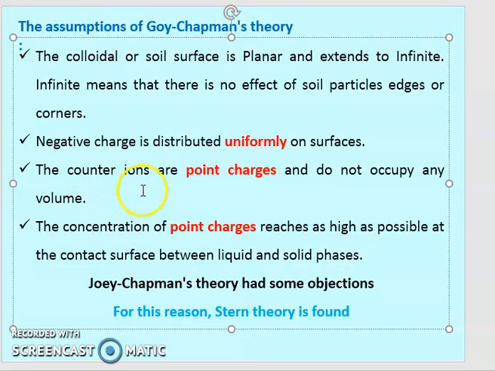The counter ion is treated as a point charge and does not occupy any volume, and this is not correct because each ion has a volume and occupies a volume on the surface of the solid phase. The third is the concentration of point charge reaches as high as possible at the contact surface between liquid and solid phase. Gouy and Chapman theory has some objections. For this reason, Stern theory was found.